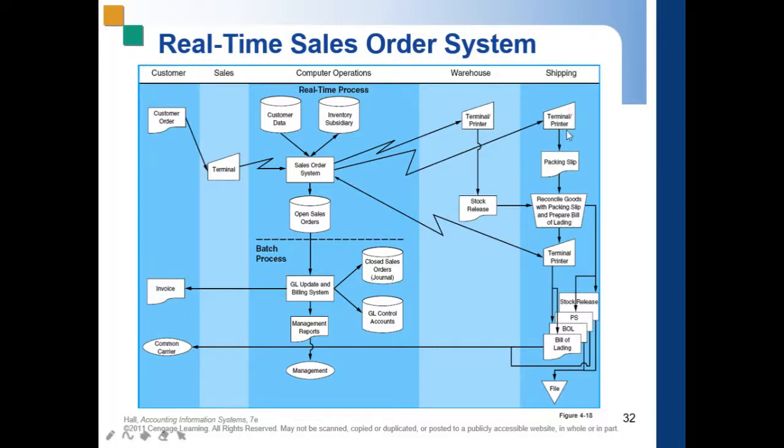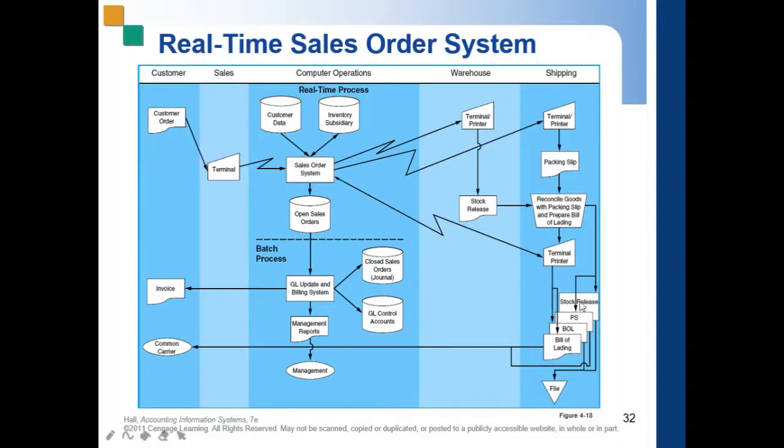Shipping, at their terminal, can generate the packing slip. They print what is in the system, get the packing slip, reconcile it with the goods on hand, then prepare the bill of lading. The stock release, the packing slip, and the bill of lading are then handed over to the customer, and the rest goes through the process. So this part is where it reaches the customer.